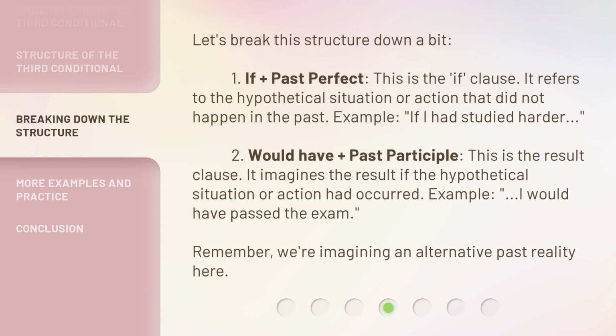Let's break this structure down a bit. 1. If plus past perfect. This is the if clause. It refers to the hypothetical situation or action that did not happen in the past. Example: if I had studied harder. 2. Would have plus past participle. This is the result clause. It imagines the result if the hypothetical situation or action had occurred. Example: I would have passed the exam. Remember, we're imagining an alternative past reality here.